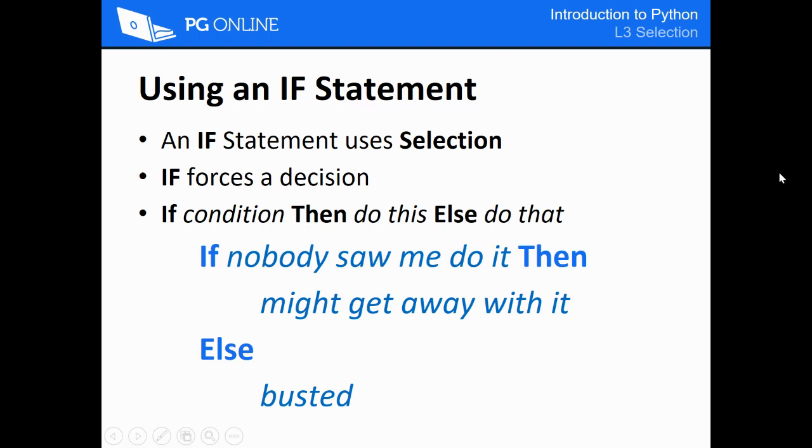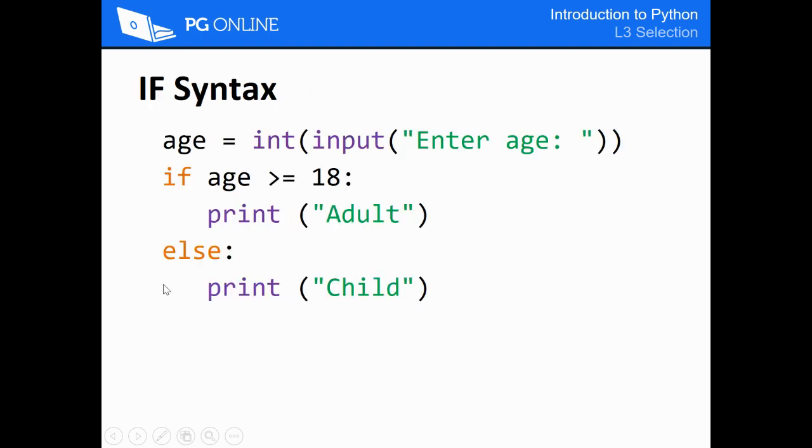Using an if statement, using a selection, forces a decision. If condition, then do this, else do that. So if somebody saw me do it, then I might get away with it, else busted, okay? Like if you committed a crime. So again, this if statement gives different decisions based on, again, you can have other things in the middle, which we'll discuss in a moment.